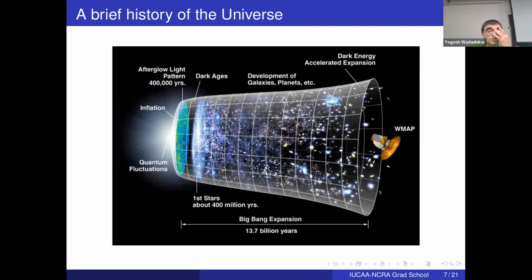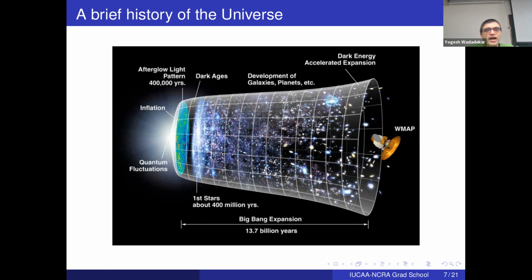Okay, so this is a brief history of the universe. I'm sure you've encountered this kind of figure in other courses. So you had the Big Bang. There was an inflationary phase in a fraction of a second after the Big Bang. And then the universe continued to expand. At about 400,000 years after the Big Bang, the temperature had cooled enough for the plasma to get converted into atoms. So you had electrons and protons coming together to form hydrogen atoms.